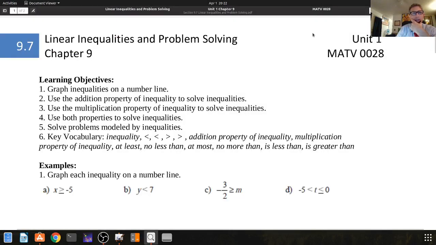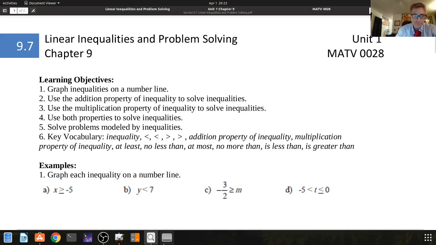Okay, let's look at section 9.7 where we're going to be graphing and solving linear inequalities. Our objectives are to graph inequalities on a number line, which will be pretty simple, and to learn how to solve linear inequalities, which will be exactly like solving regular equations, except the sign will be an inequality sign.